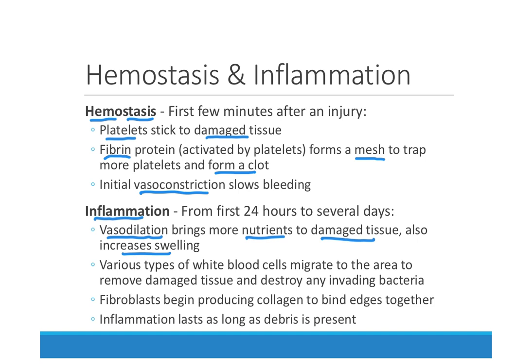Along with vasodilation, another thing that happens during inflammation is that there are various types of white blood cells that migrate to that area. White blood cells have the job of removing damaged tissue, taking care of waste products and debris, and also destroying any invading bacteria. So they're part of the immune system. They're there to take care of those pathogens.